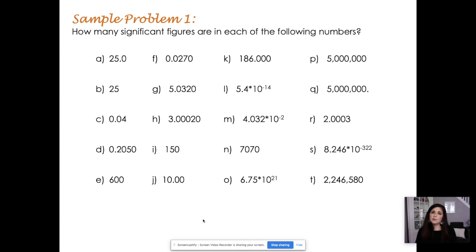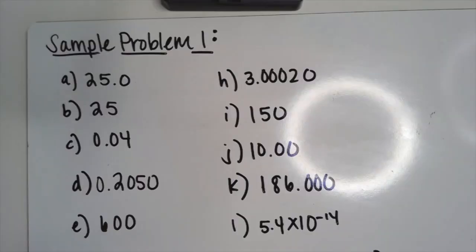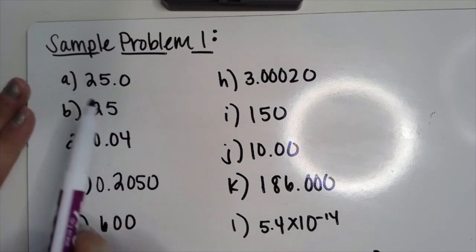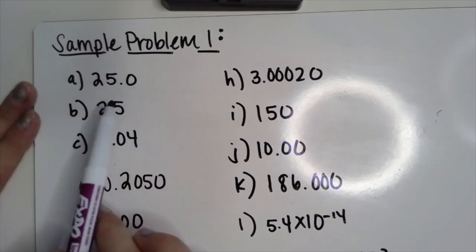Let's do some examples here. I'm going to pull out the whiteboard and we'll do those together. So following those rules, let's do sample problem 1, and let's just count how many significant figures are in each of these numbers. So I'll do up through n with you, and then I'll show you the answers for the rest of them. So A, 25.0.